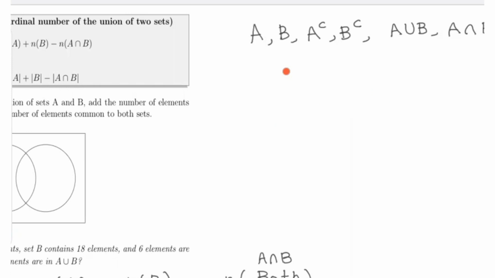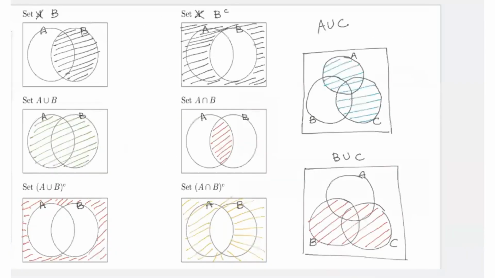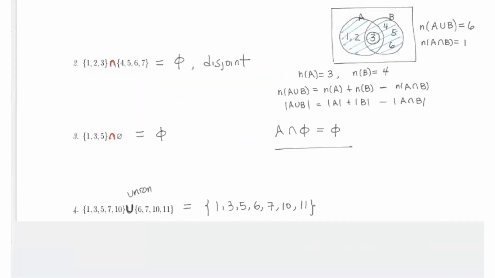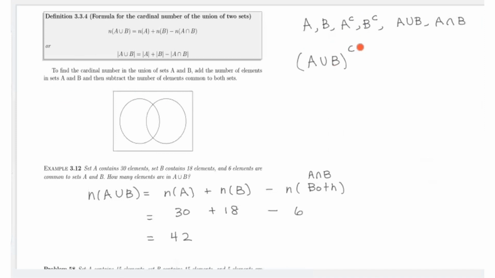First mixed operation, A union B complement. We know what A union B complement looks like. Go back to here. This is A union B, everybody in A, everybody in B. The complement is outside of this. Do you understand this? Complement is outside of this. Instead of graphing it, we just want to find this.